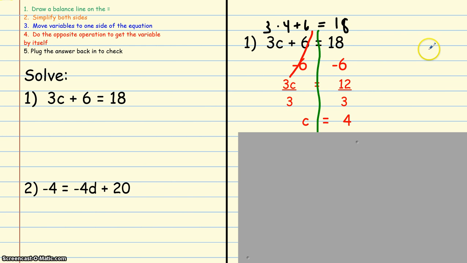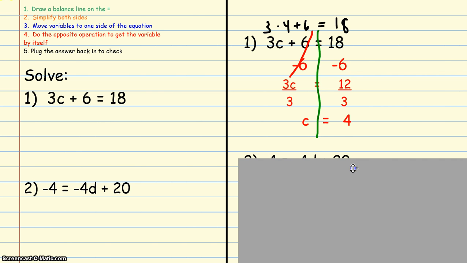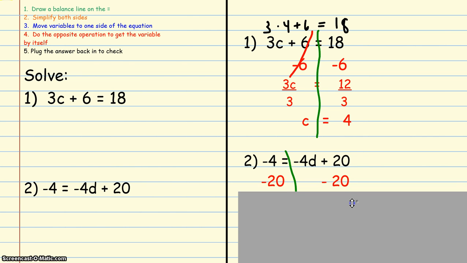Alright, number 2, negative 4 equals negative 4d plus 20. Alright, as we take a look, let's draw our balance line right down the middle. We don't have anything to simplify. We only have one variable, so we're going to do the opposite to get the d by itself. So let's start with our constant term, plus 20. Opposite of plus 20 is minus 20.